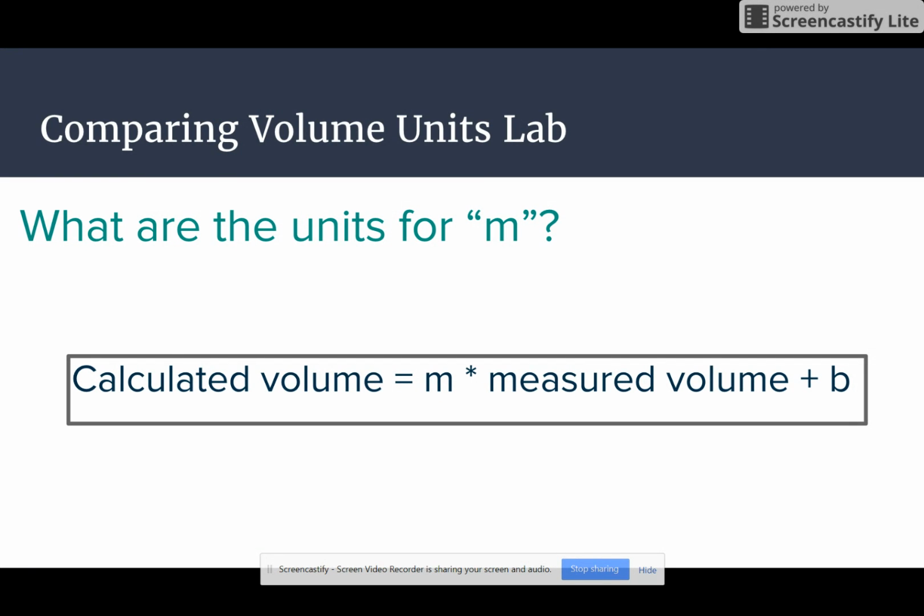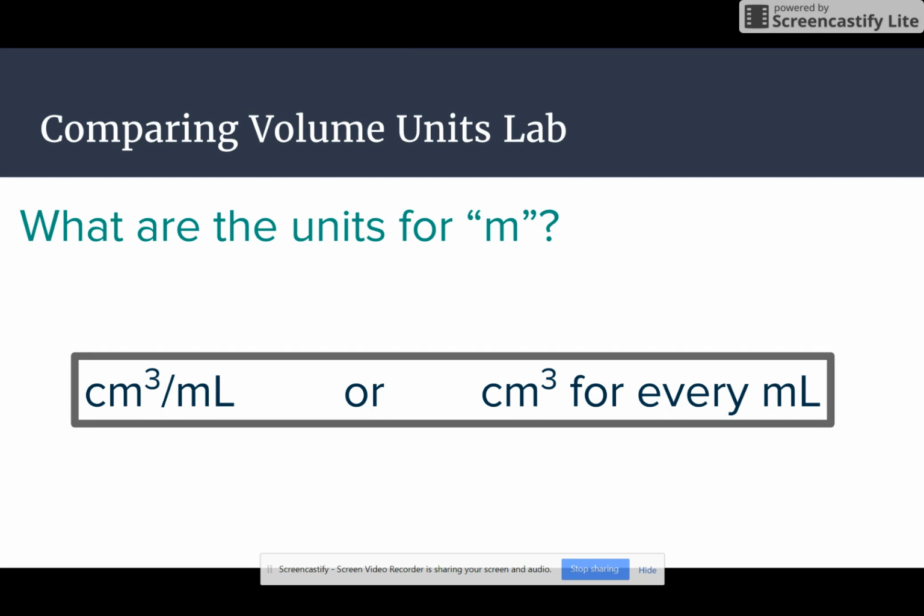We also have an m in the formula. m is the slope. When you look at the information after you do the line of best fit, there is some data that pops up, and it will tell you what the units are. We find out the units are cubic centimeters over milliliters. A better way of saying this is cubic centimeters for every milliliter. As an example, you may find that your slope is 0.9 cubic centimeters for every milliliter, which means you need 0.9 cubic centimeters for every 1 milliliter.